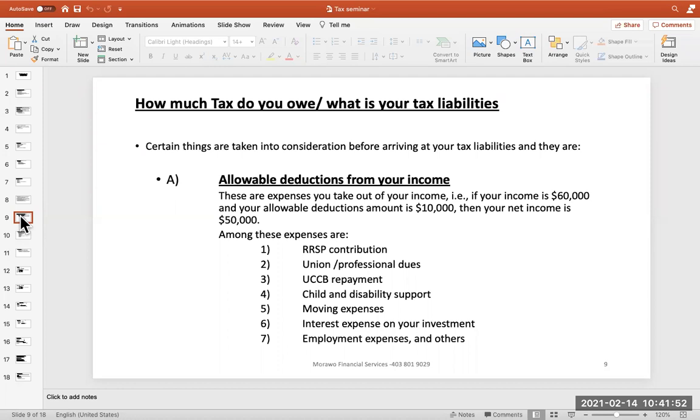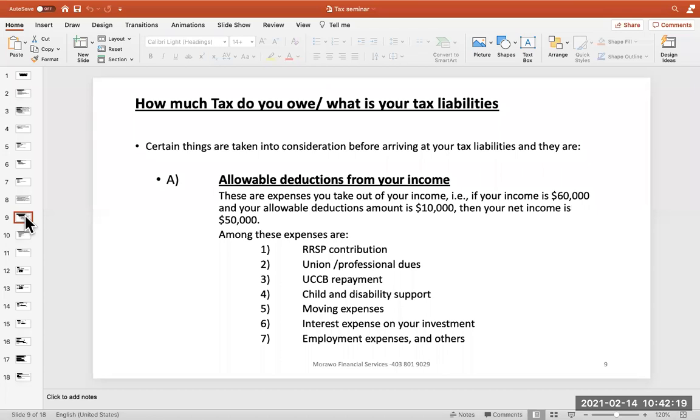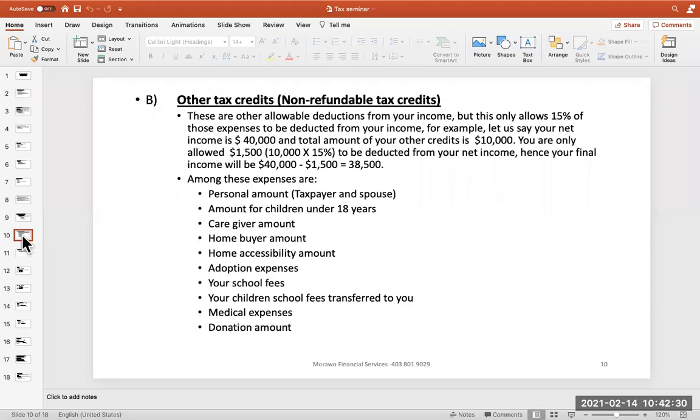And among these expenses are RSP contribution, junior professional dues, UCCB repayment, child and disability support, moving expenses, interest expense on your investment, employment expenses, and others. So if you have these expenses, you just take them directly out of your income. And so this will reduce your income and favorably reduce your taxable income. Let's go to the next slide.